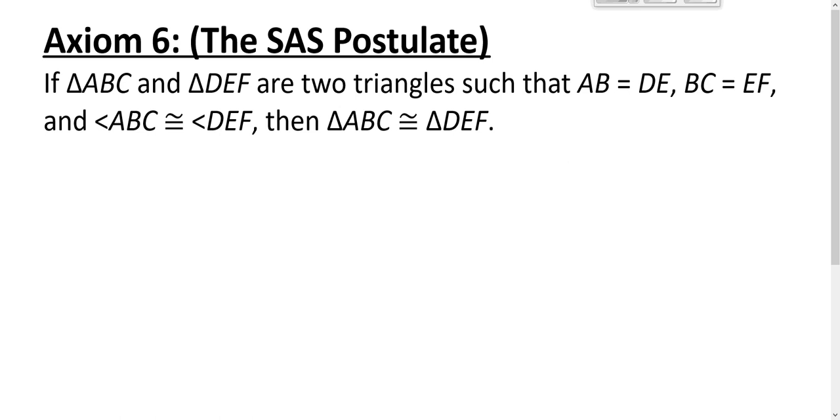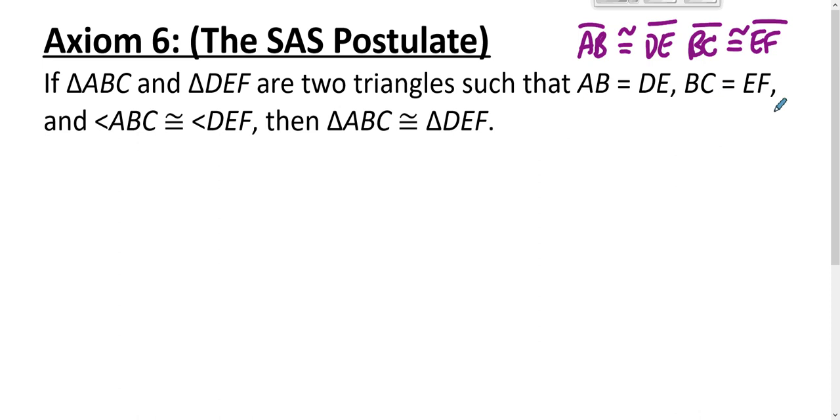If triangle ABC and triangle DEF are two triangles such that AB is equal to DE, BC is equal to EF, and angle ABC is congruent to angle DEF, then triangle ABC is congruent to triangle DEF. By the way, AB and DE are numbers. If you were to write segment AB and segment DE, you would use the congruent sign between them. Similarly, segment BC is congruent to segment EF. Segments are congruent, numbers are equal.